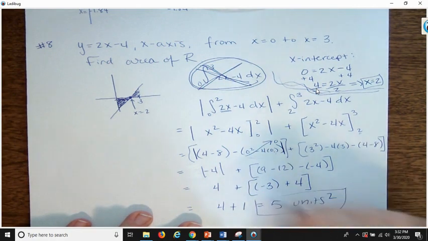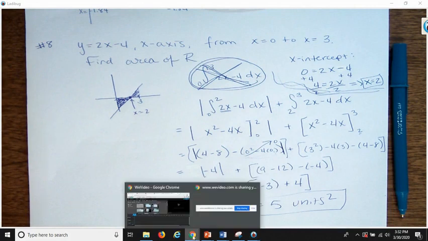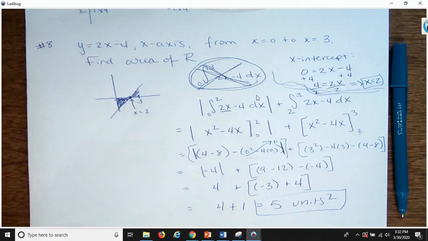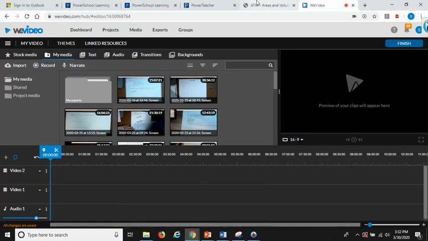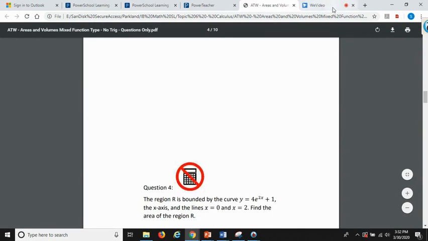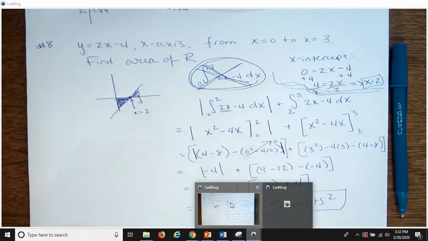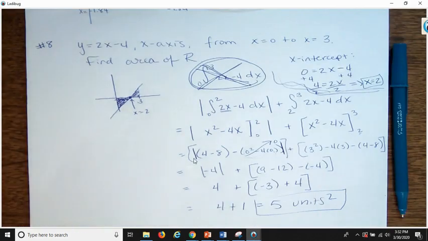And I honestly don't remember which one this mapped to. Oh, hold on. It maps to question number 4. Okay. So here we go. That is all for number 1 and number 8.